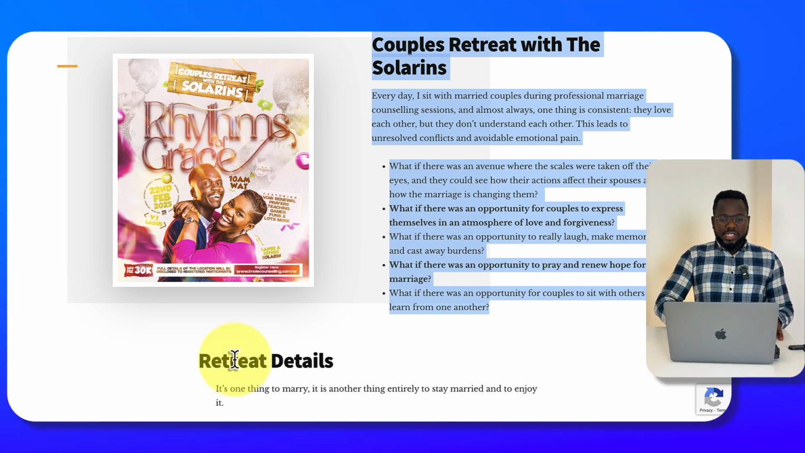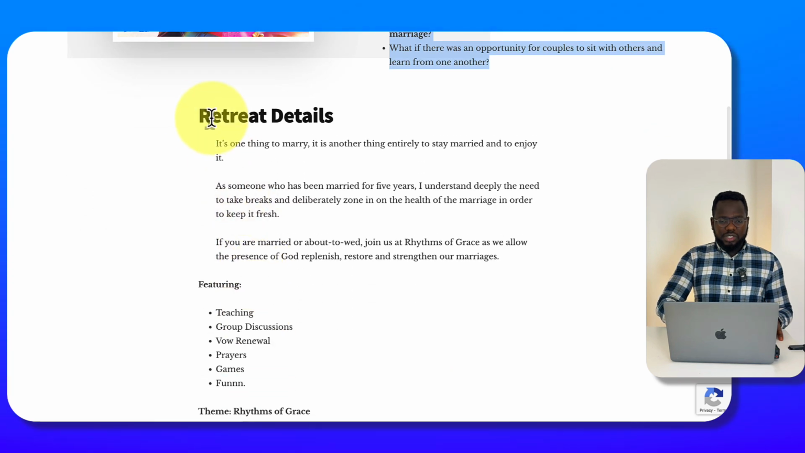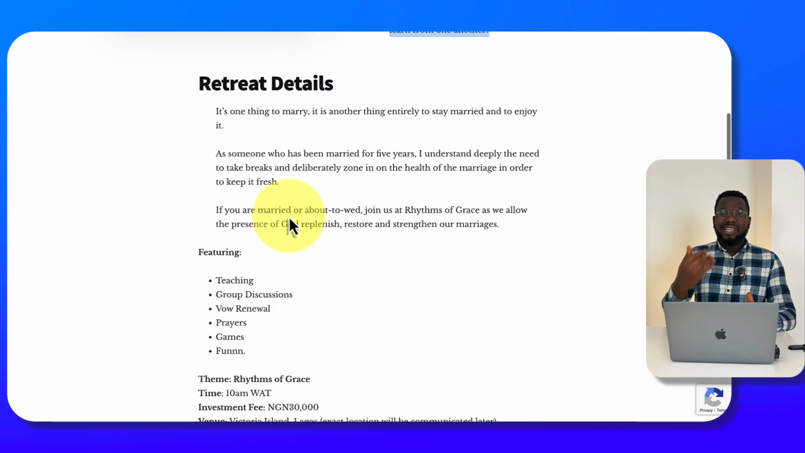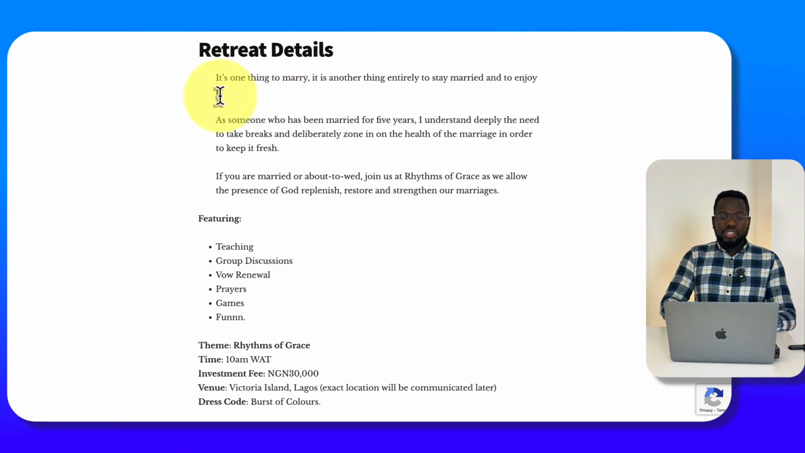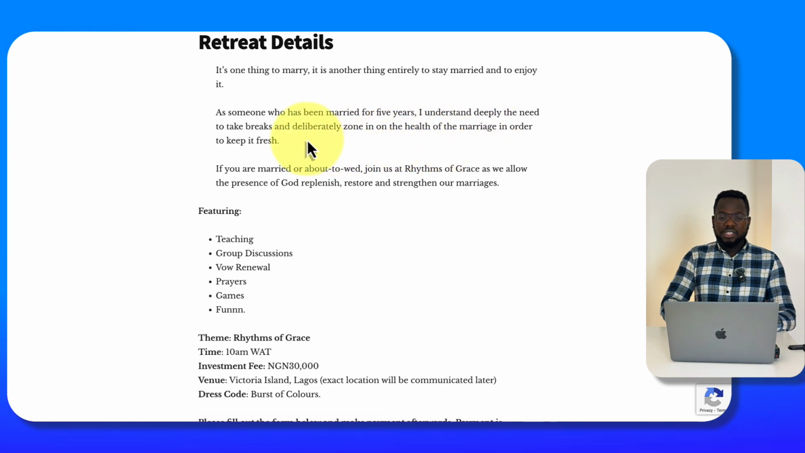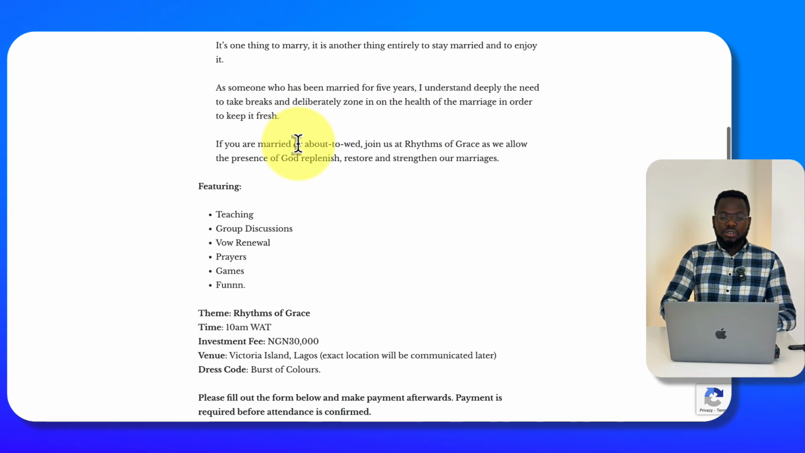Okay, and afterwards, retreat details. This is where I will talk about the retreat and then talk about the exact things that they are going to learn from the retreat. For example, here it says they say it's one thing to marry, it's another thing entirely to stay married and enjoy it. Okay, that's good. As someone who has been married for 5 years, I understand deeply the need to, you know, if you're married or about to wed.